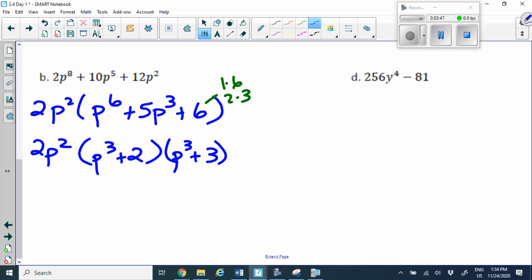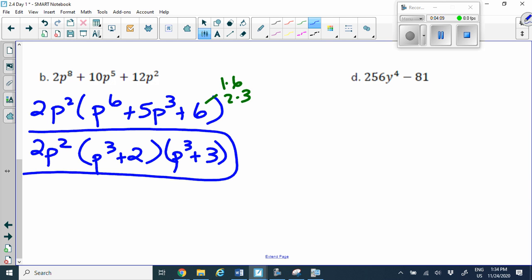Okay? Now, because we have this cube, we could talk about difference and sum of cubes. But if we look at the number 2 and number 3, are those perfect cubes? No, they're not. So we actually cannot factor the p cubed plus 2 and the p cubed plus 3 anymore. So this would just be our final factorization.